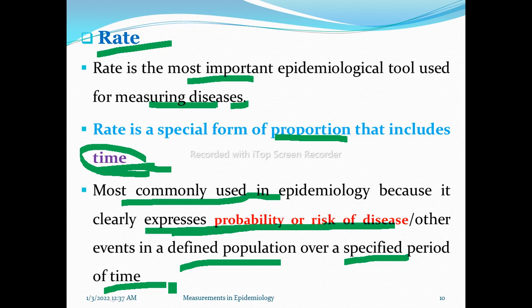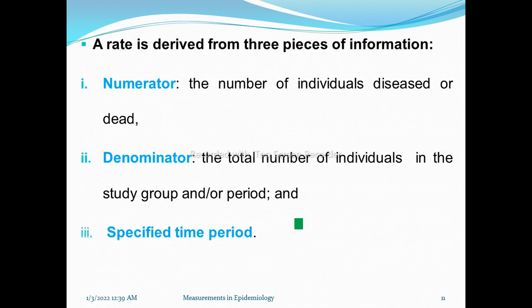This makes it the most important and commonly used epidemiological tool. A defined population and a specified time period make it possible to calculate the probability or risk of disease. So rate is the most important epidemiological tool as compared to proportion and ratio.